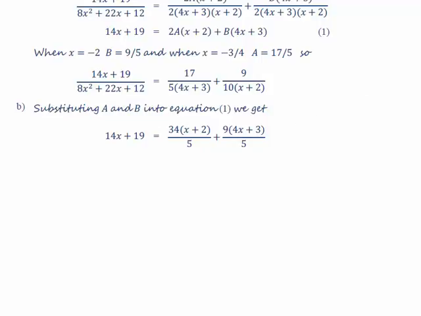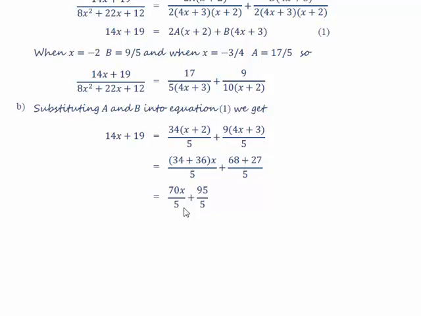Now I'm going to collect the x's together and the constants together. So I've got 34x and 4 9s are 36. So I've got 34x plus 36x over 5. And then I've got 34 times 2 is 68 and 9 times 3 is 27. Now 34 plus 36 is going to be 70 and 68 plus 27 is going to be 95. So I've got 70x over 5 plus 95 over 5.